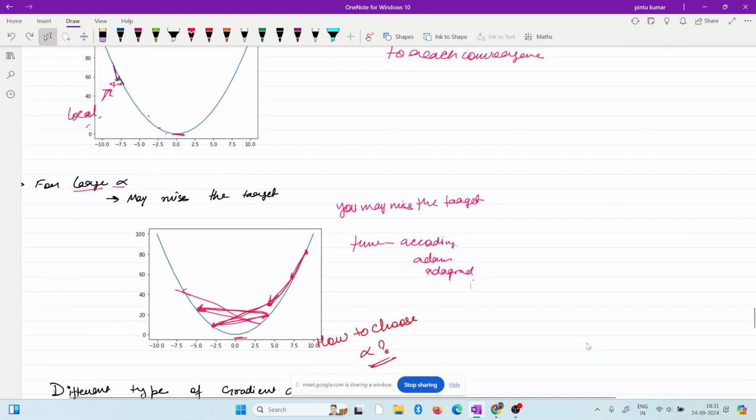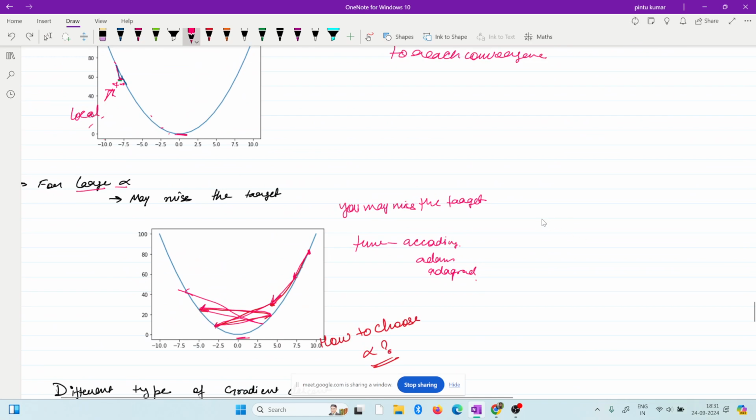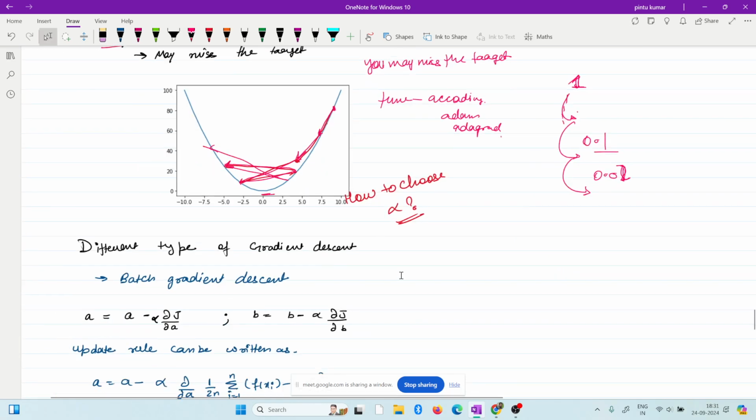You begin with a high alpha. Let's say you initially took alpha equal to 1. For the first 3-4 iterations, you maintain alpha at 1. Then for the next 3-4 iterations, you make alpha 0.1. Then for the next 3-4 iterations, you make alpha 0.01. Generally, this works, but again, you might have to tune it according to your need. So this was the second point that I wanted to mention.